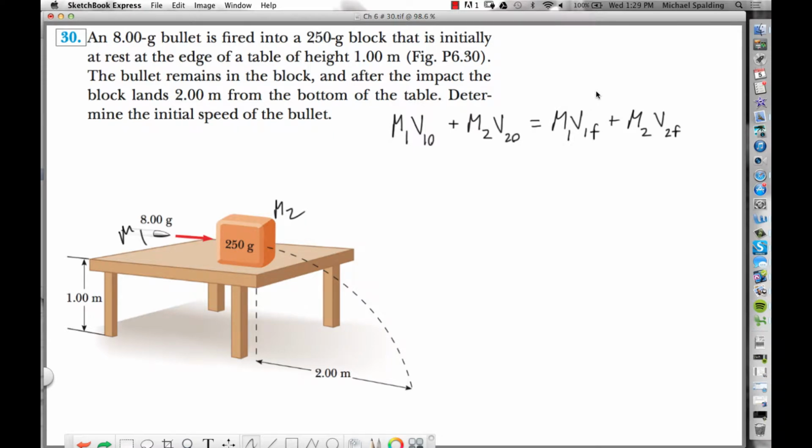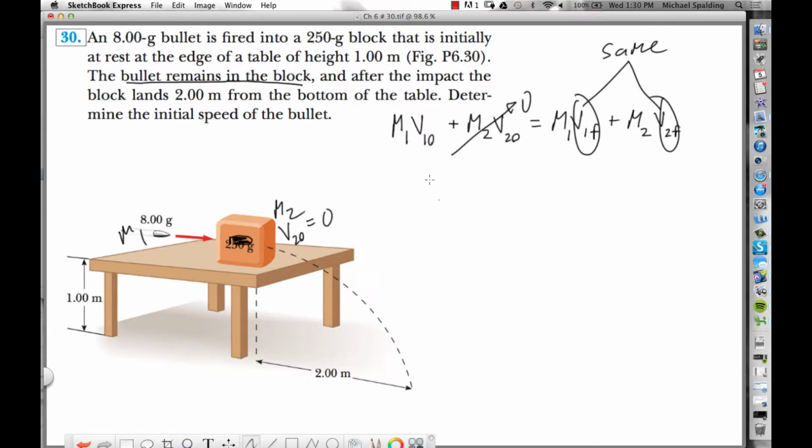Now, in this problem here, this is our first one like this. Notice that the bullet, they tell us right here, the bullet remains in the block. So the bullet goes bam, and the two objects become one, which means that these two final velocities are the same. And then what else is true for this problem? M2, what's the initial velocity for the block? It's 0. Because what's the block doing before the collision? It's just sitting there, right? So that velocity is 0.